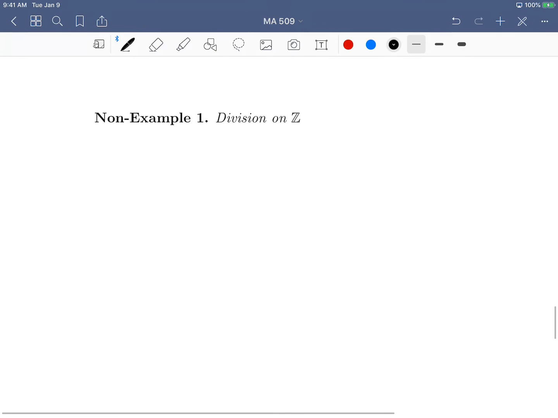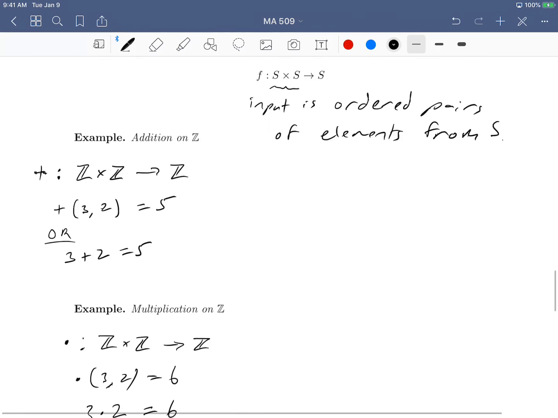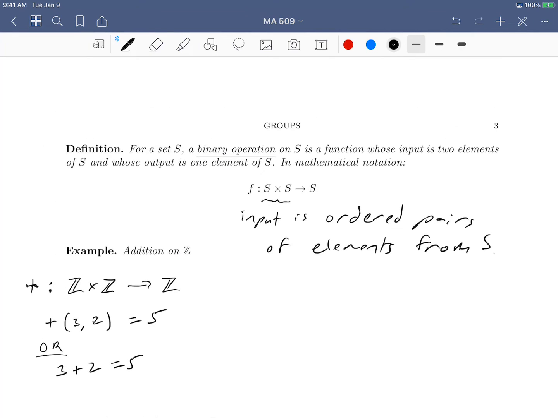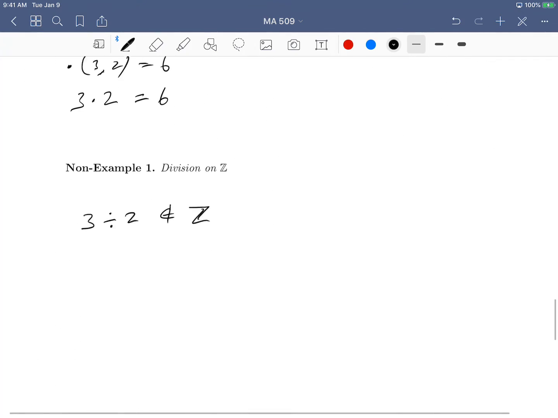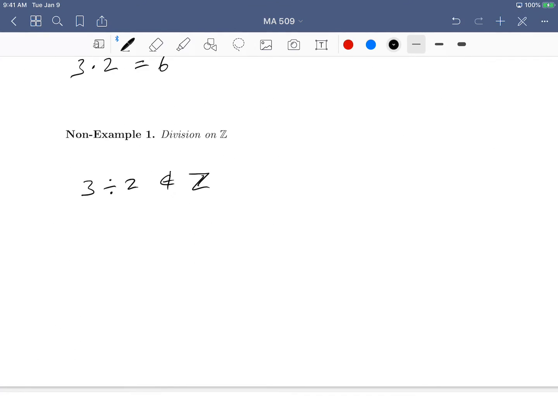Division does not work that way. So this is kind of what we were talking about a little bit ago. Division sometimes is fine, but sometimes is not. So 3 divided by 2 is not an integer. And so the output is not in the right set. So if you remember, our definition said you have to go from a pair of things in S to S, and that's not happening here. 3 divided by 2 is not an integer anymore.